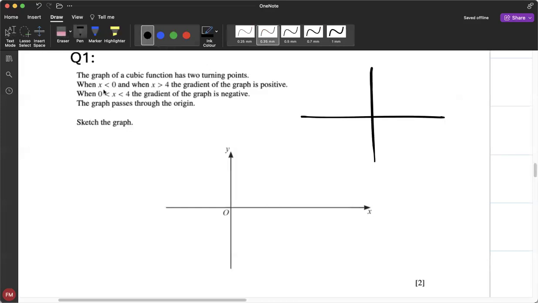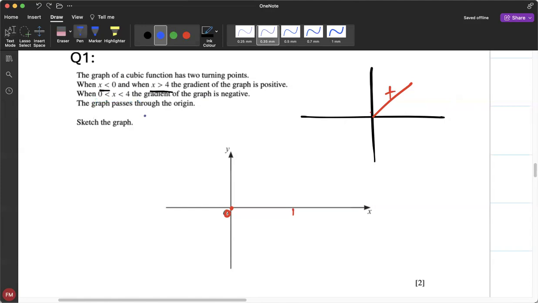When x is less than 0 and x is greater than 4, the gradient of the graph is positive. What does it mean that the gradient is positive? It means the graph is going upwards. So at 0 and at 4, I know the graph is going upwards. That's what I know, that the line is going upwards somehow. It could be from here as well. I don't know. And similarly, it says when x is in between 0 and 4, the gradient is negative.